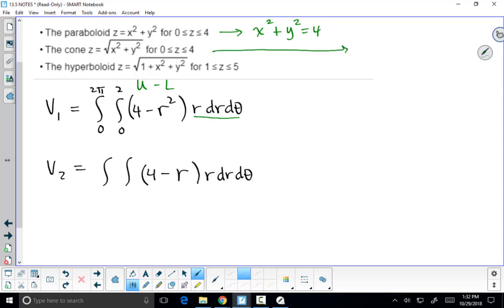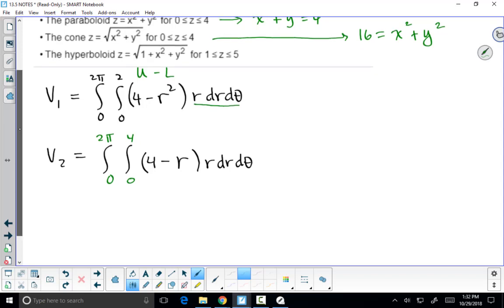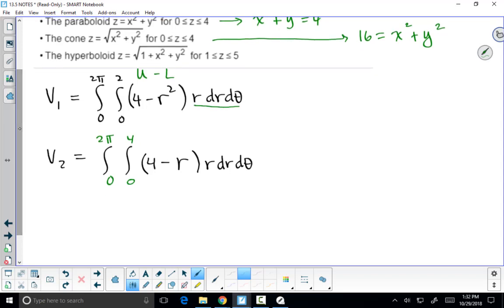So then we do the same type of thing. We let z equal 4, and then, oh boy, now we get a much bigger domain. We get a disk of radius 4. So that's going to go 0 to 4. So that, right away, I would guess that that's bigger than the first one. All right, and then we go to the third one, the hyperboloid.